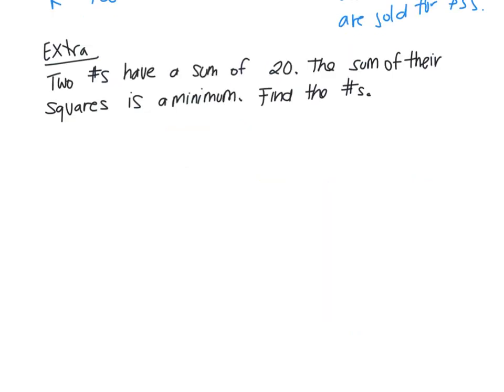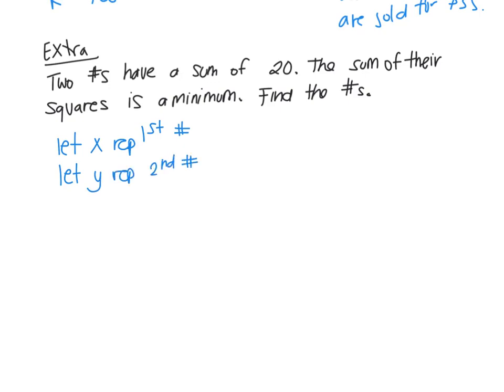Okay, I want to do one more example here just so that you see when you can't average the zeros. So, two numbers have a sum of 20. The sum of their squares is a minimum. Find the numbers. So I see the word minimum, so I know I'm looking for the vertex. And I have to find two numbers. So for my let statements, let x represent first number, let y represent second number.